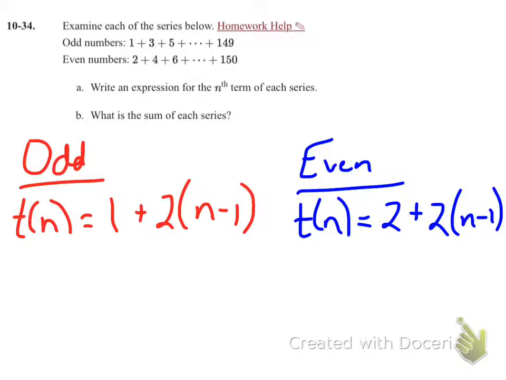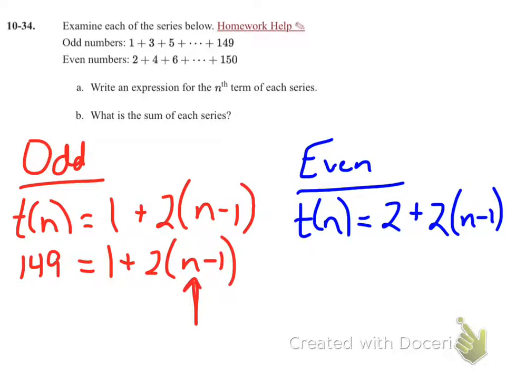Part B, what is the sum of each series? Well, I know the first term and I know the last term. What I don't know is the number of terms. So for the odd, I'm going to put my last term, which is 149, in for t of n. And that means that since 149 is my last term, when I solve for n, that will be the term number.